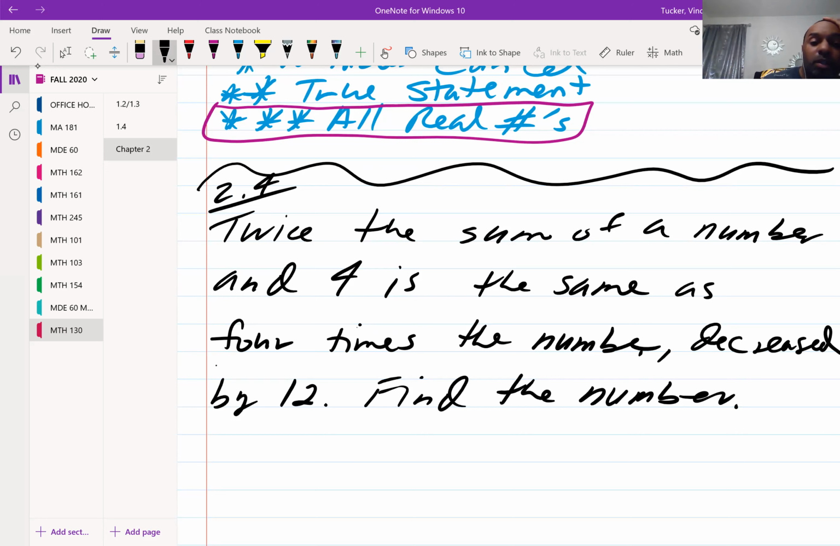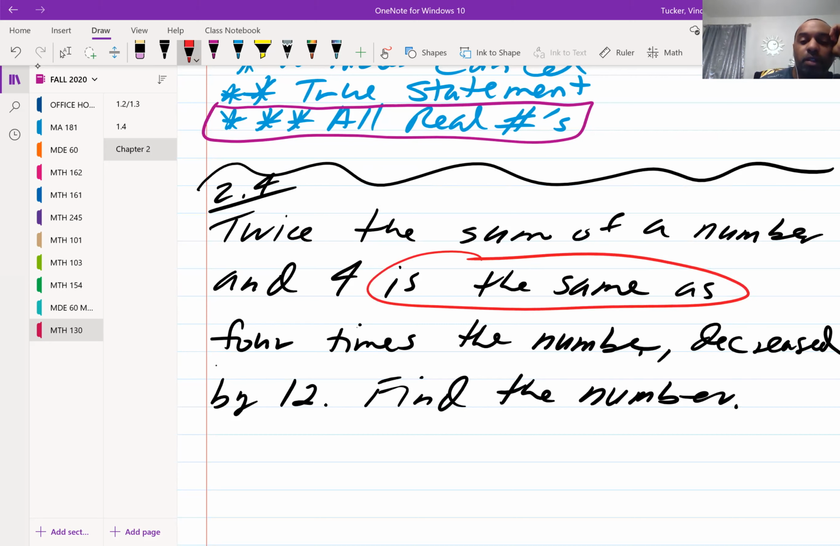And so it's always good when you have something like this to figure out where the equal sign is. Most of the time, if you see the word "is," or in this case "is the same as," that's where your equal sign will be. Everything before that will be the left side of our equal sign, and everything after that will be the right side. So let's look at the left side. It says twice the sum of a number and 4.